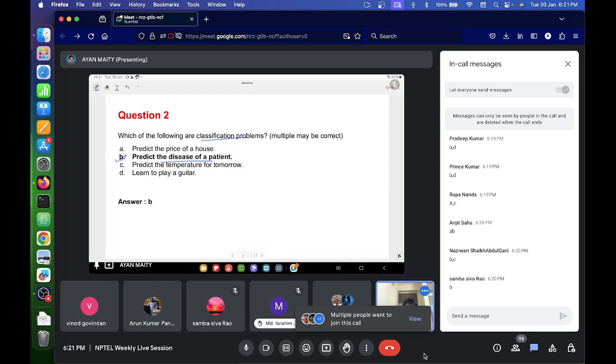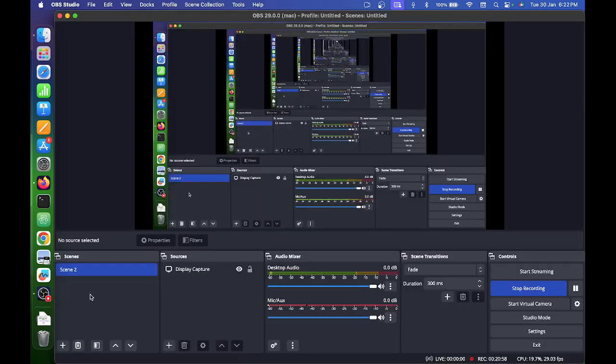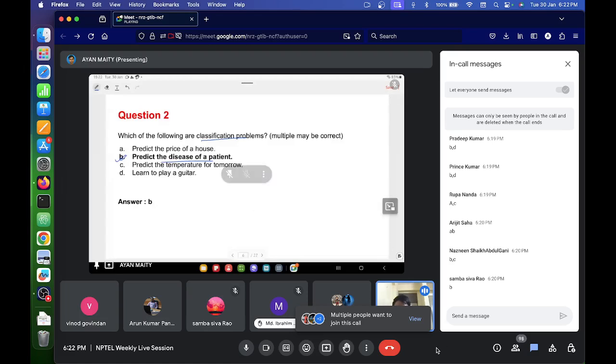Option B is predict the disease of a patient. For disease, there are specific classes. In case of disease, you would predict which class it is. So it is discrete valued, and it is a classification problem. Option C is predict the temperature for tomorrow. Again, temperature cannot be divided into classes. Class labels cannot be present in this case. Temperature is a continuous variable, so it is a regression problem.